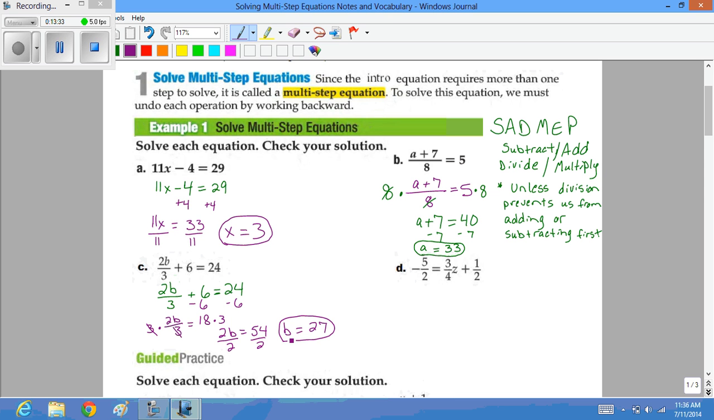Again, we could have looked at that as a fraction. Always many different ways to solve a problem, and we're going to look at how fractions come into play right here. So I'm going to rewrite this real quick. -5/2 equals 3/4 times z plus 1/2.